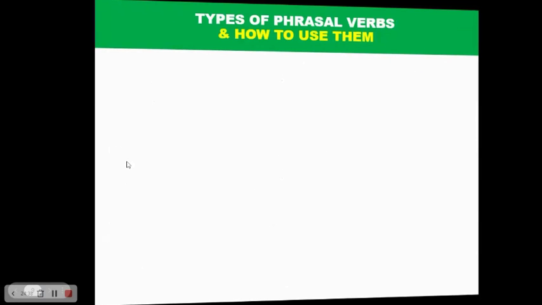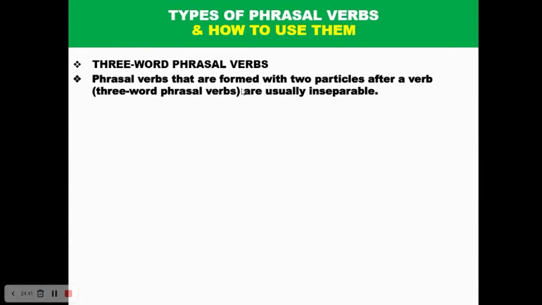Now, the next type of phrasal verb we want to look at is a kind of structural type, three-word phrasal verbs. Now, phrasal verbs that are formed with two particles after the verb are called three-word phrasal verbs. And when using them, take note that they are usually inseparable. You must use them as inseparable.